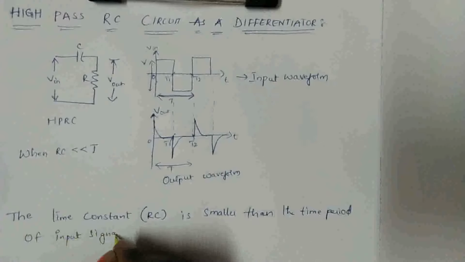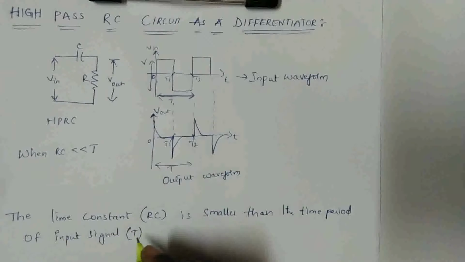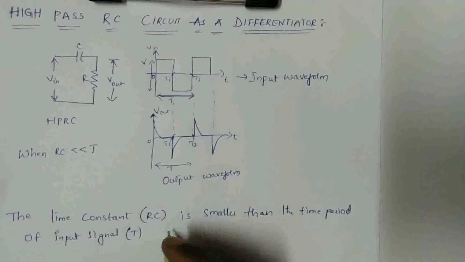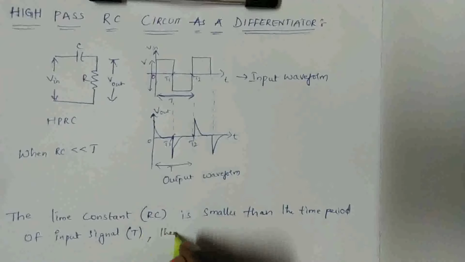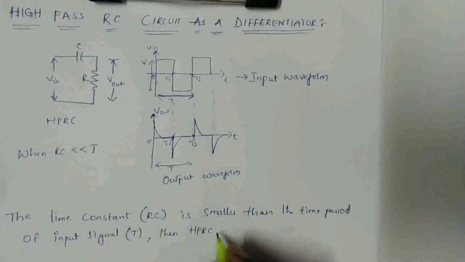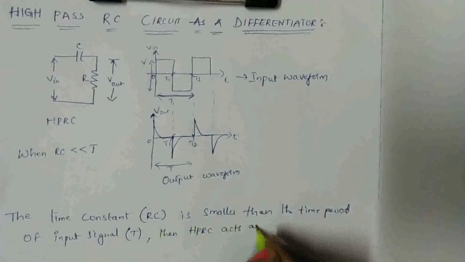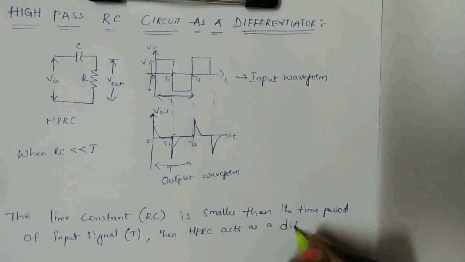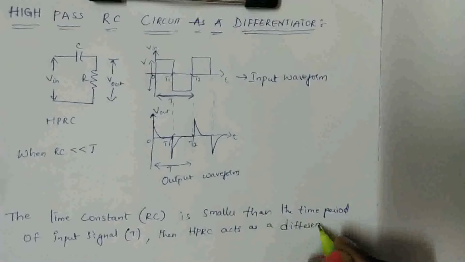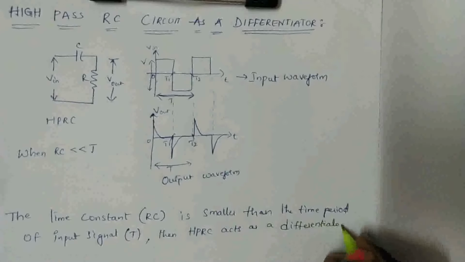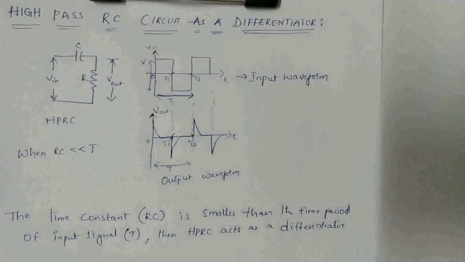In the above figure we can see that in the input waveform the total pulse width is T. Then the HPRC will act as a differentiator. This is the condition for the HPRC circuit to act as a differentiator. Okay, that means when the time period is large, the frequency is small.